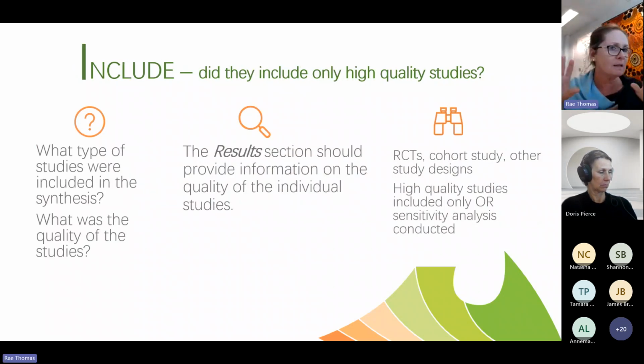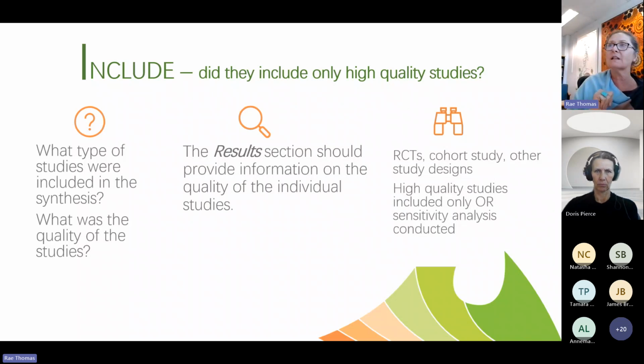So if you've appraised the studies that you've included, what did you do with them? What I want to know is, did they only include the high quality studies? If you've appraised it, and you should, what did they do with that? They appraised it and then they just shoved anything in whatsoever? Or what did they do with the high quality studies? What types of studies were included in the synthesis, and what quality were those studies?